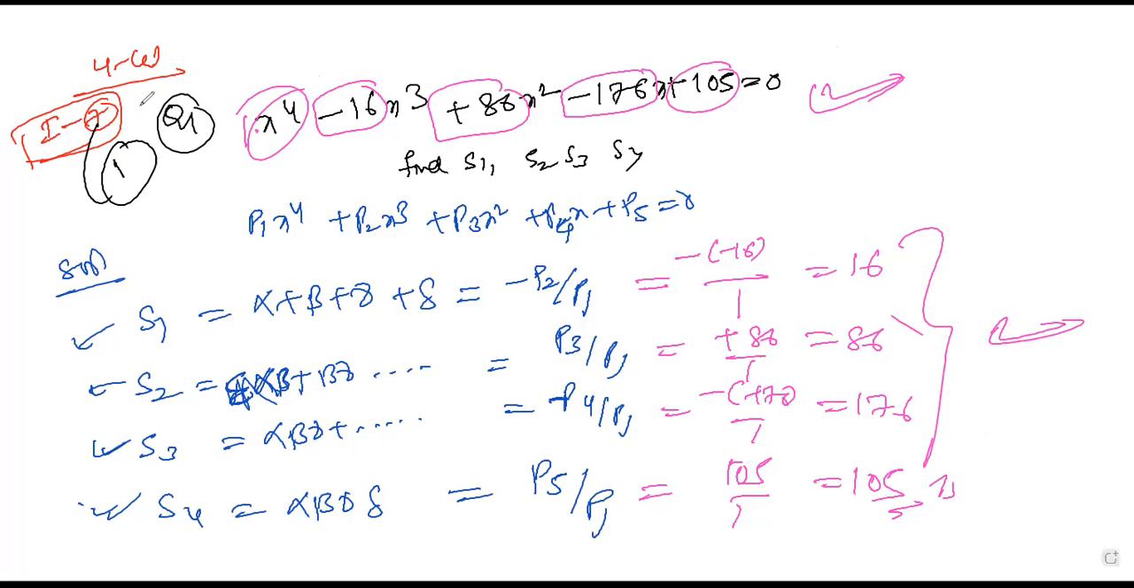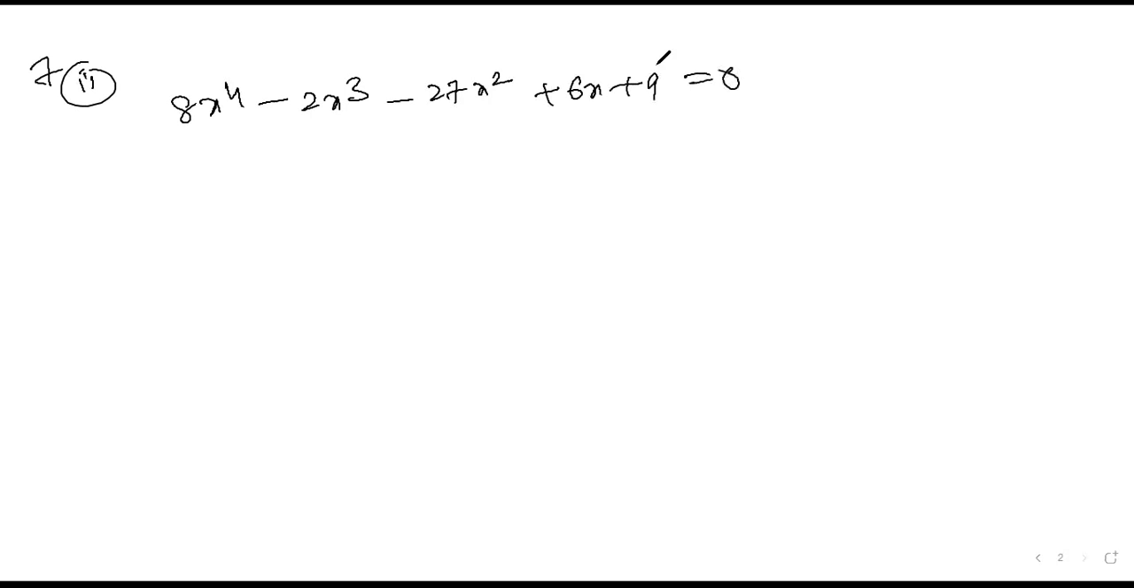I'll give the second question. You people have to try and tell me the answers. This one is test two. The second question is 8x power 4 minus 2x cube minus 27x square plus 6x plus 9 equals 0. For that, you have to find S1, S2, S3, S4. Tell me the answer.